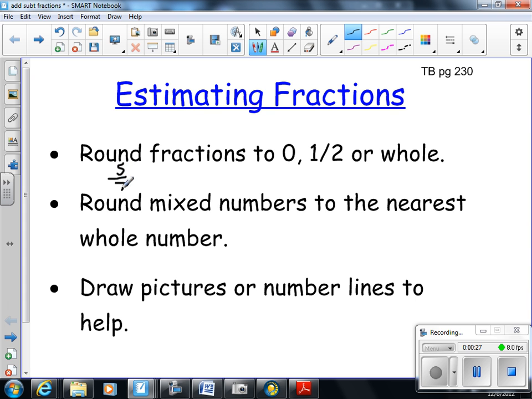5/7 would be an example. 3/4, 1/8, 10/12, and so forth. Okay, those are examples of when I'm talking about fractions. You're either going to round them to 0, to the nearest half, or to the nearest whole number, to one whole. Now, in order to do any of these estimations, sometimes drawing pictures helps you a little bit. I'll teach you both ways, or we'll go over both examples.